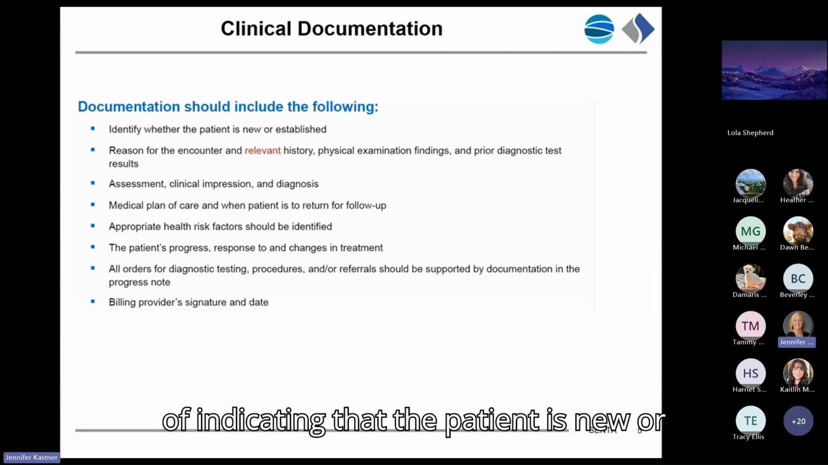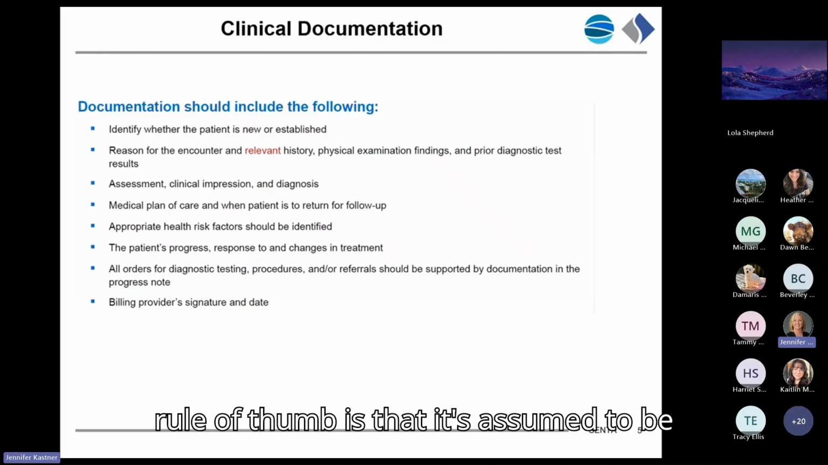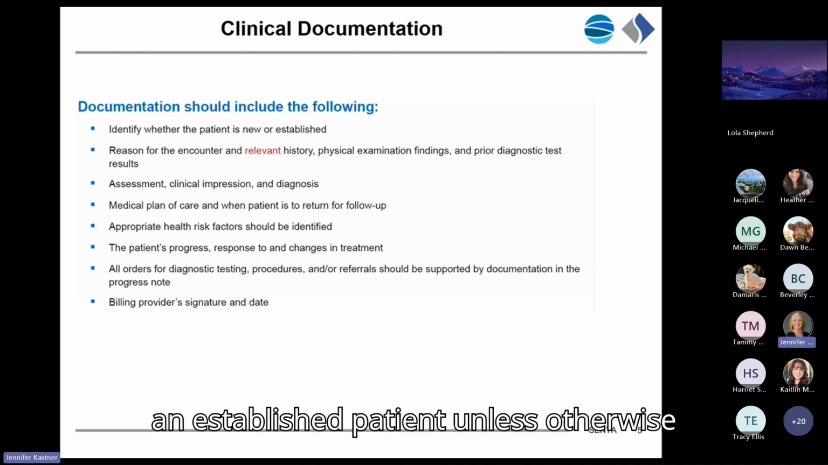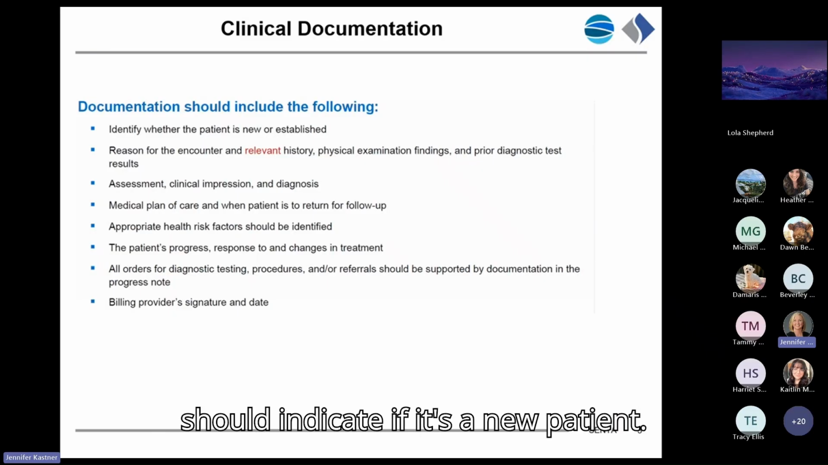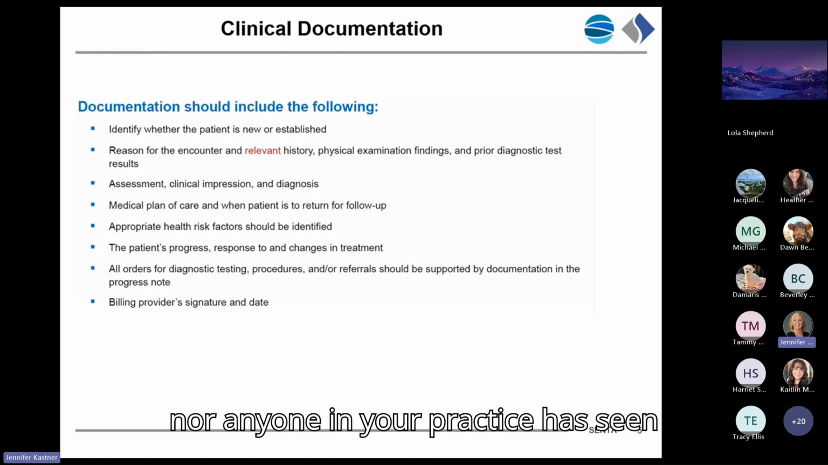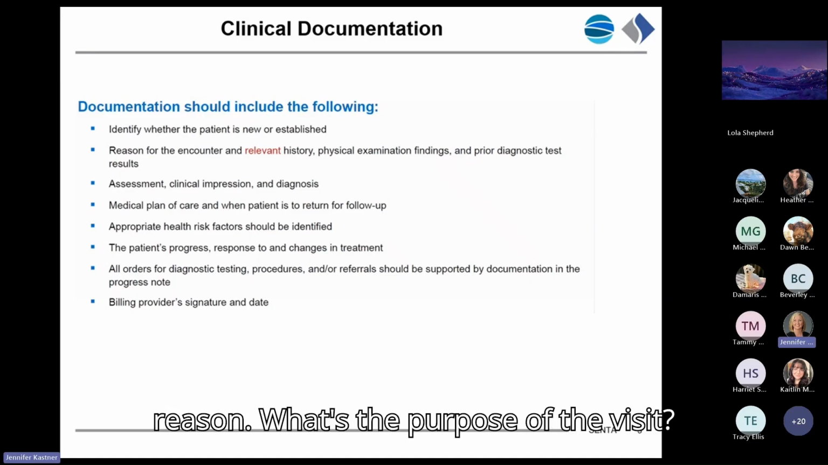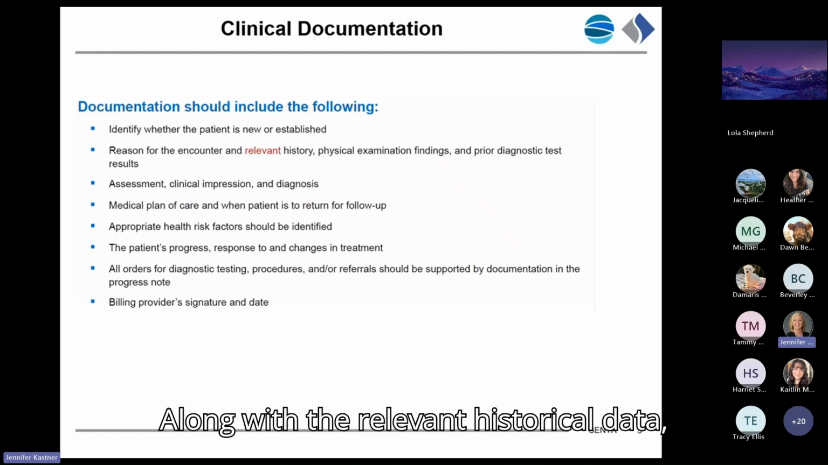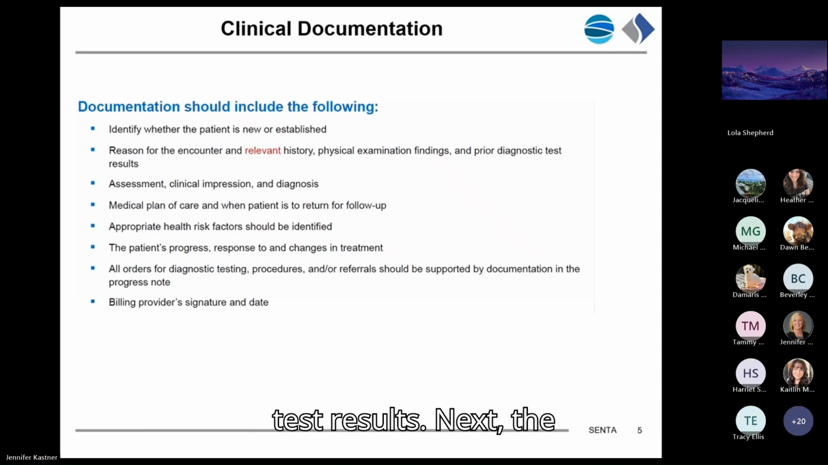This consists of indicating if the patient is new or established. A general auditor rule of thumb is that it's assumed to be an established patient unless otherwise stated. So definitely the documentation should indicate if it's a new patient. And a new patient is one that you nor anyone in your practice has seen within the past 3 years. Next, it should indicate the encounter reason. What's the purpose of the visit, along with the relevant historical data, the physical exam findings, and previous test results.